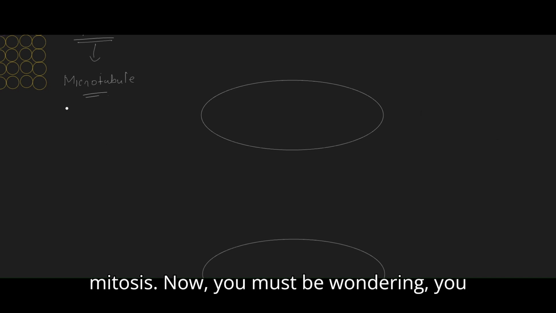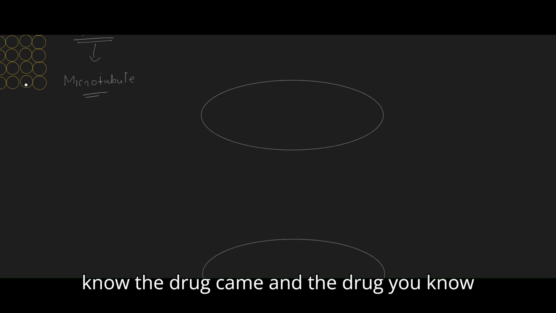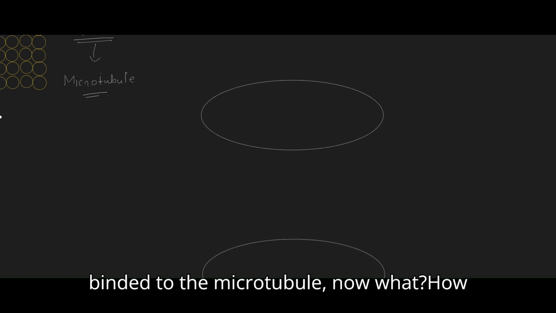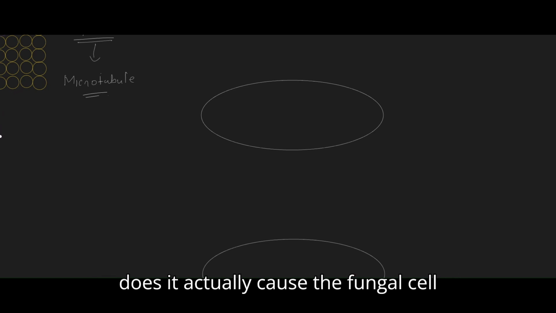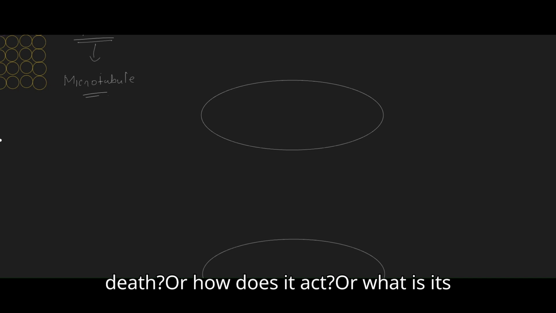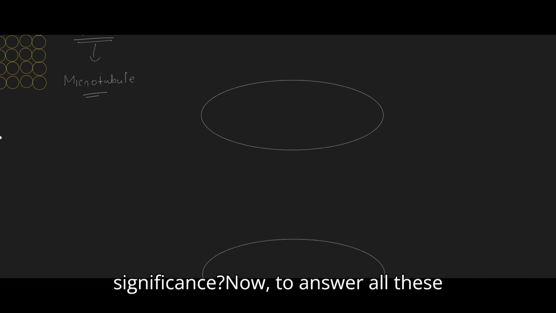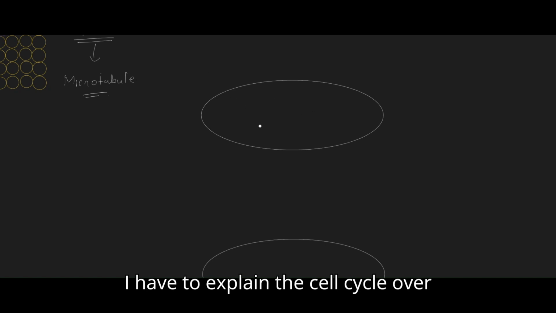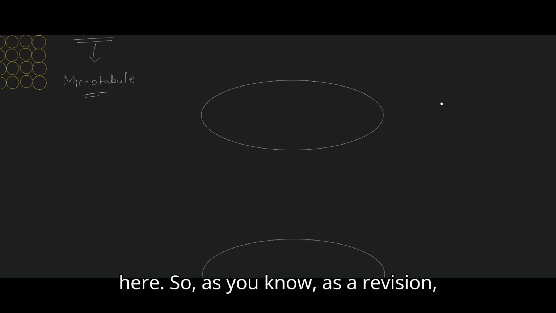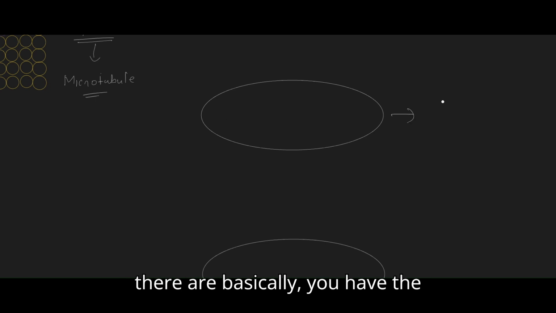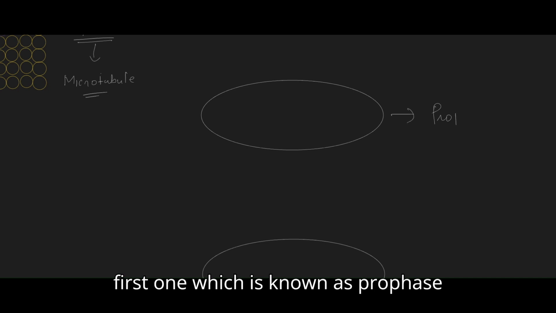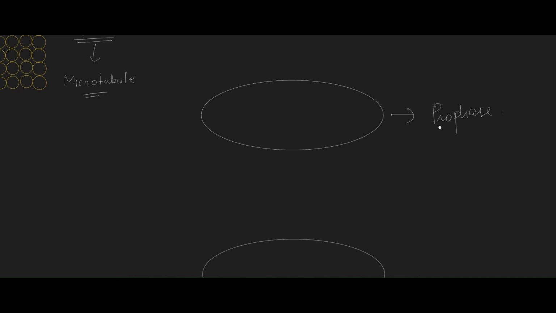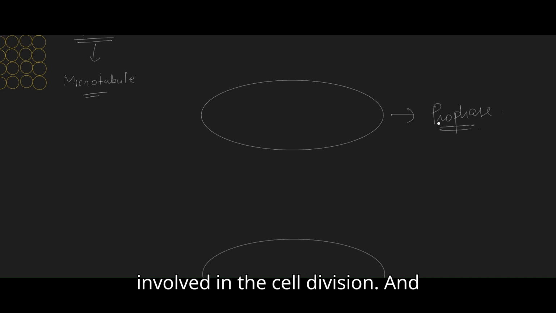Now you must be wondering, the drug came and the drug bound to the microtubule. Now what? How does it actually cause the fungal cell death, or how does it act, or what is its significance? Now to answer all these questions, I have to explain the cell cycle over here. So as you know, as a revision, the first phase involved in cell division is known as prophase.